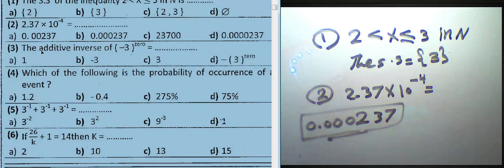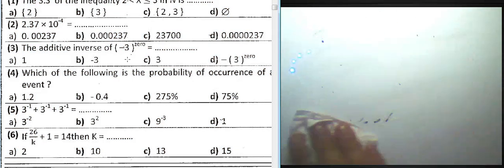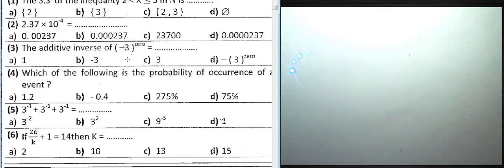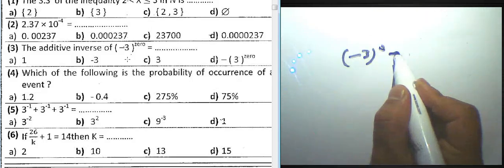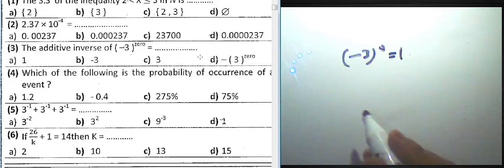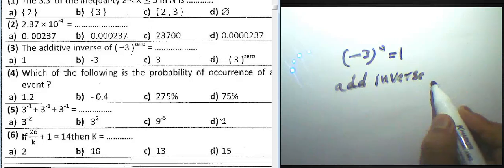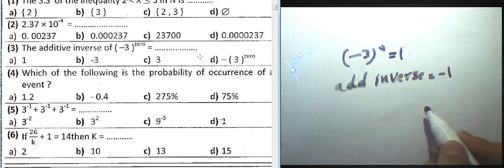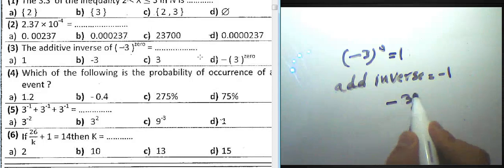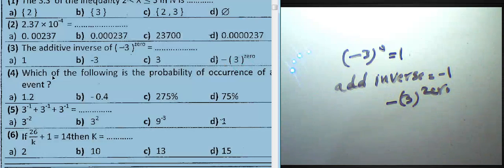Question number 3. The additive inverse of negative 3 power 0 is, we know negative 3 power 0 equals 1. So the additive inverse of 1 will be negative 1. Where is negative 1 here? The additive inverse will be equal to negative 1. Where is negative 1? It will be negative 3 power 0. Okay. Letter D.